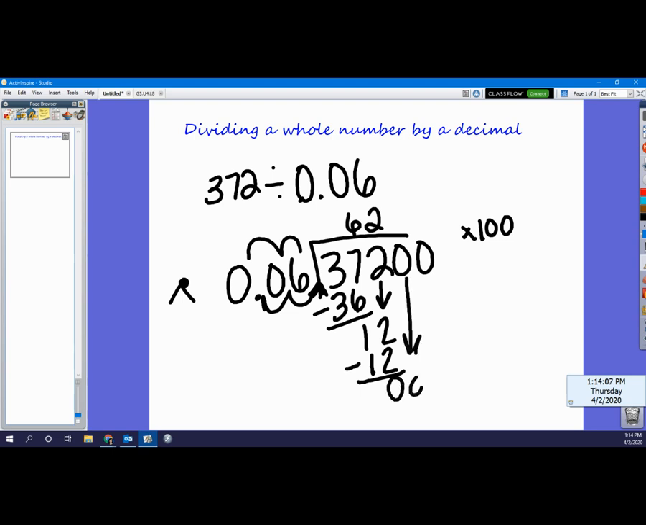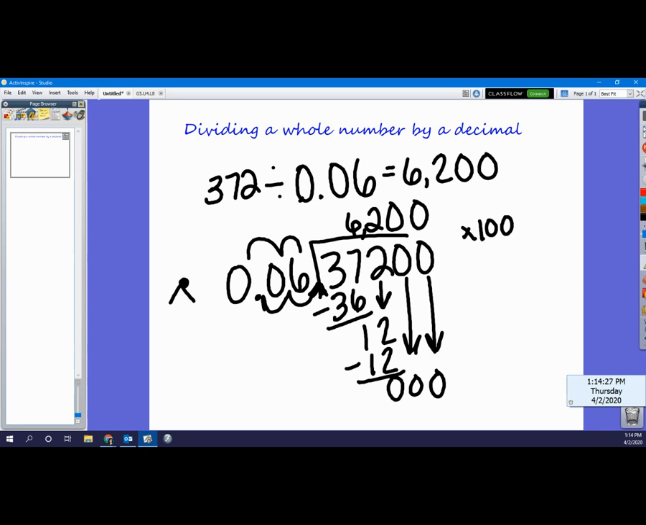And then you can't forget about these zeros back here. For every number that you bring down, you have to put a digit in the quotient. So I got for an answer 6,200. So that is my answer.